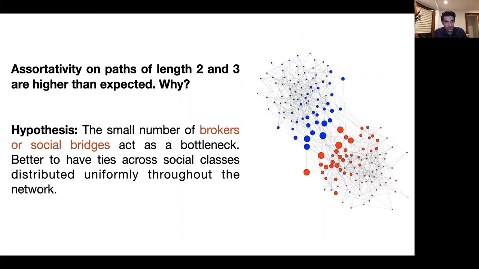Our hypothesis was that the pattern of brokerage that is present in many social networks acts as a bottleneck for diffusion from one group to another. Brokerage happens when a small number of brokers or social bridges account for the majority of connections between the groups. While brokers facilitate the diffusion of information from one group to another, they nevertheless reduce the number of potential diffusion paths compared to a network where cross-group links are equally distributed among all nodes.